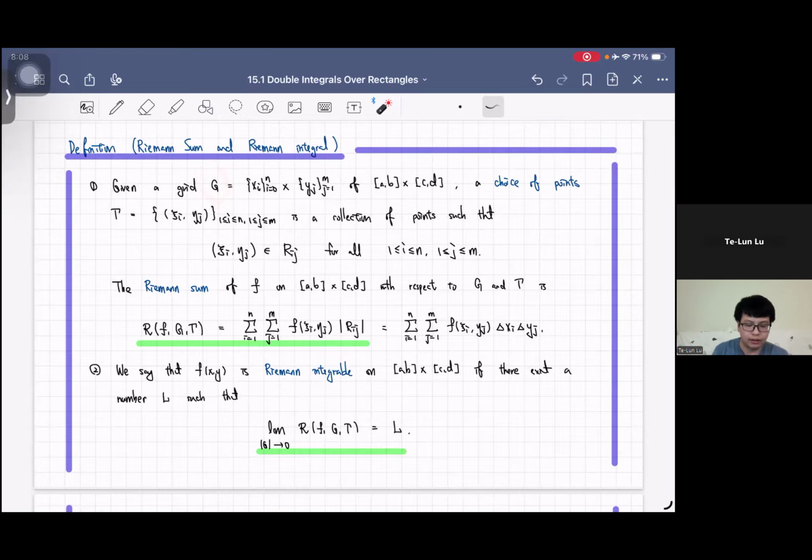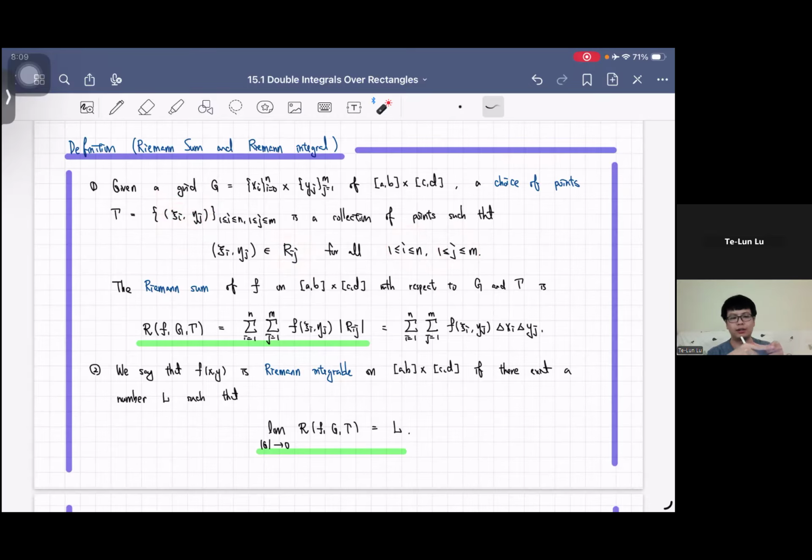So for now, let us be given a grid G. G is basically a product between a bunch of points within A and B and a bunch of points within C and D. Now the idea of the Riemann sum is that on some particular small grid, we find an arbitrary point to evaluate the function f of x, y. A choice of point here is given by this notation. Sorry, there's a lot of Greek letters going on. This is pronounced xi, and this is pronounced eta. So xi_i, eta_j is basically some point that is within R_ij for every i and every j. So we're choosing a two-dimensional point in a grid to evaluate a function.